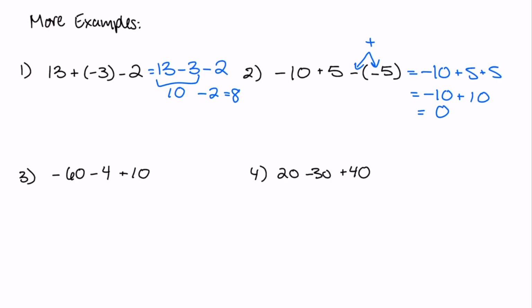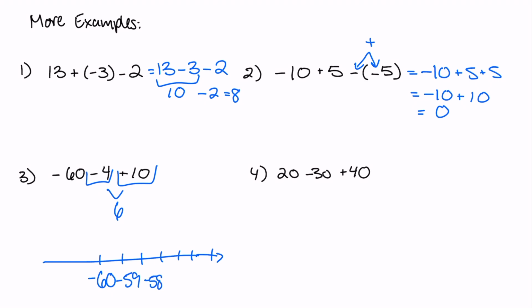So for our next question, we have -60 minus 4 plus 10. So we could do 10 minus 4. We know that is 6. And then we have -60 plus 6. So if we take our number line here, we have -60, and we're adding 6. So we're going 6 to the right. So that's going to be 1, 2, 3, 4, 5, 6. That's going to be -59, -58, -57, -56, -55, and -54. So our answer is going to be -54.